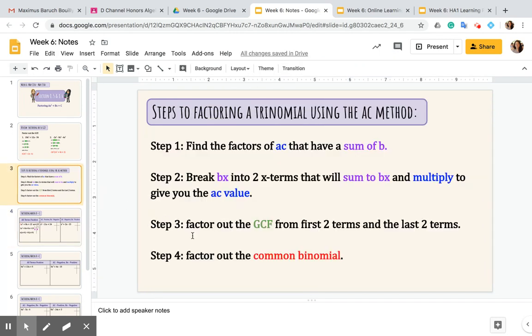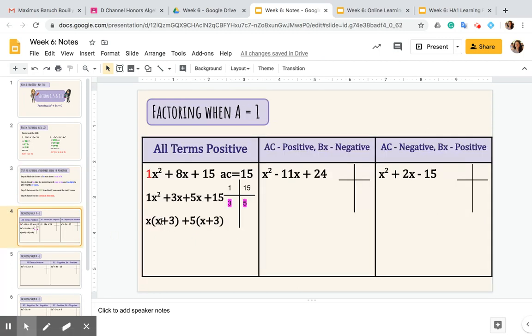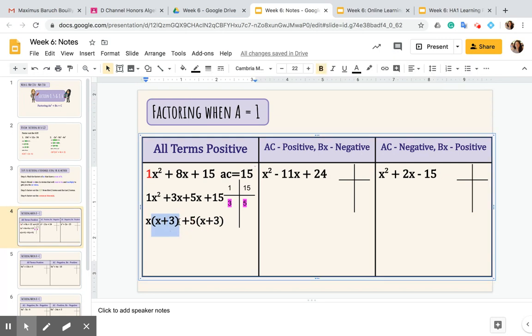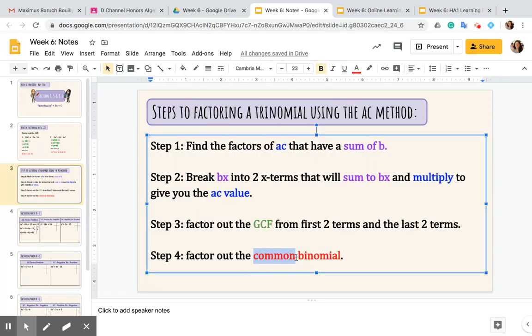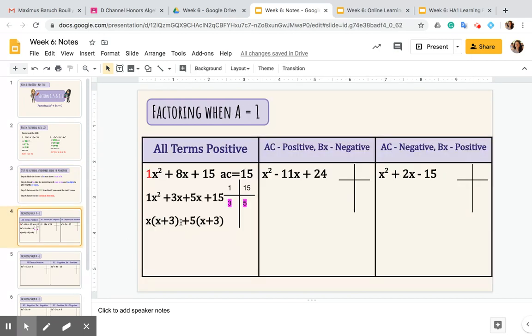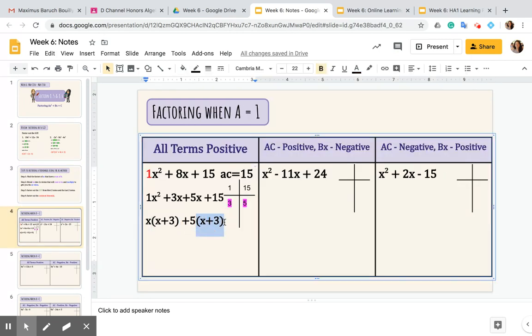So you might recall, I mentioned when you do step 3, those two binomials in the parentheses that you're left with should match. If they don't, you've done something wrong, okay? You need two matching binomials. You need a common binomial. Common means they're the same. They match. Common binomials is what you need here, okay?